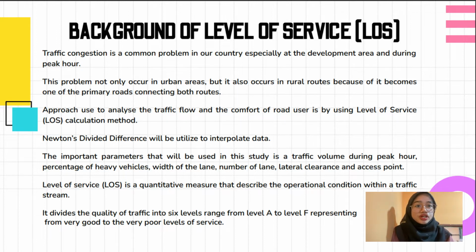The approach used to study the traffic flow is level of service, to know the comfort of the road user on the road. Then Newton divided difference will be utilized to interpret the data in the table. The important parameters used in this study are the traffic volume during peak hour, percentage of heavy vehicle, width of the lane, number of lanes, lateral clearance, and access point.